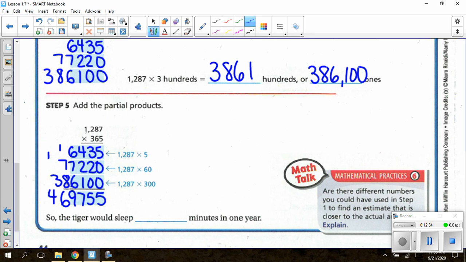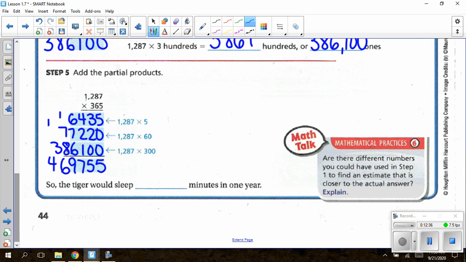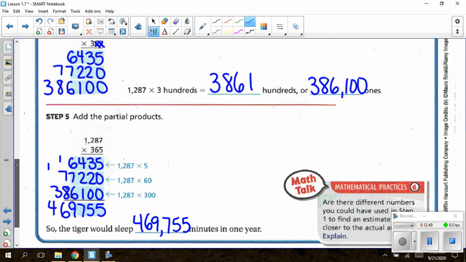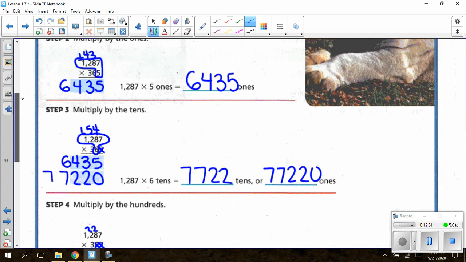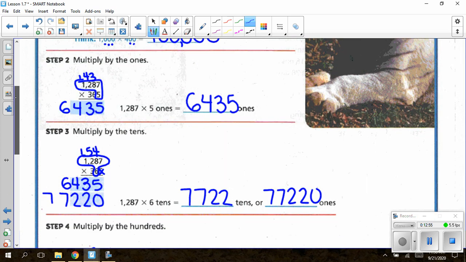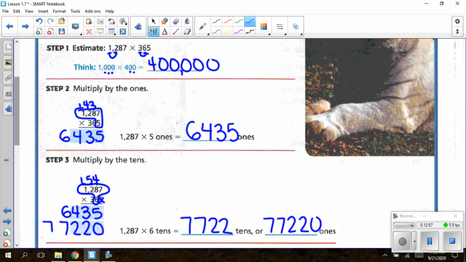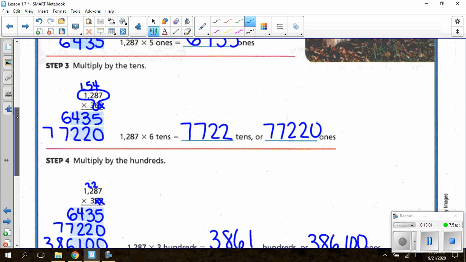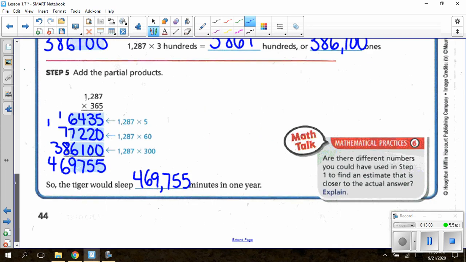So the tiger would sleep 469,755 minutes in 1 year. And I know that my answer is a reasonable answer because if you look back up at your estimate, my estimate was 400,000 minutes. And because we did have to round down for one of the numbers, that is why my answer is larger than my estimate.